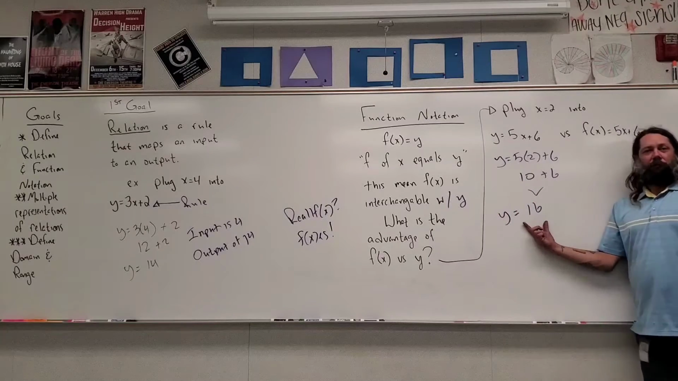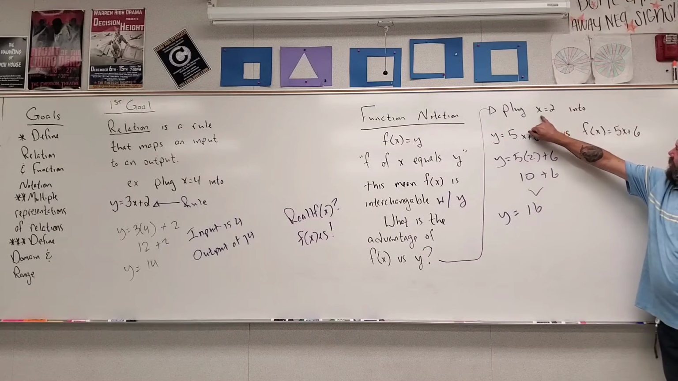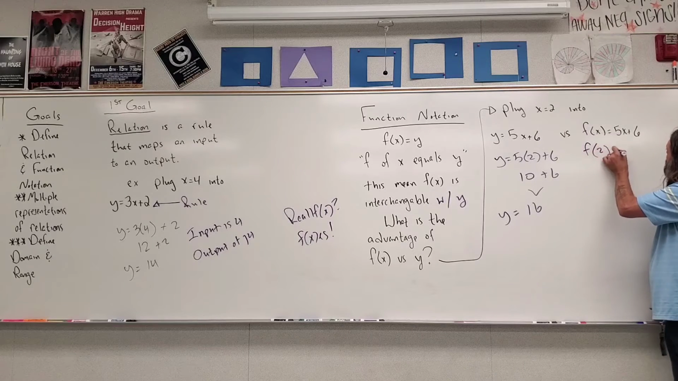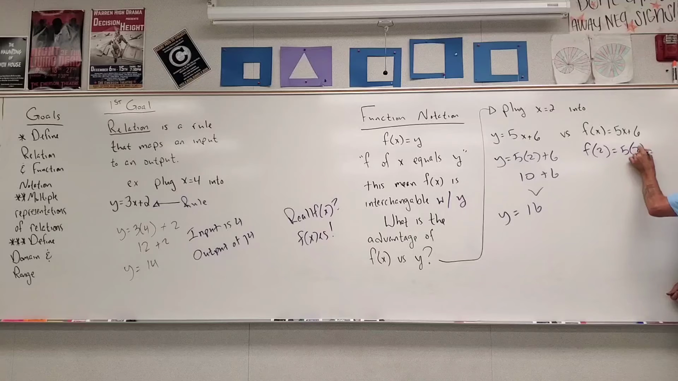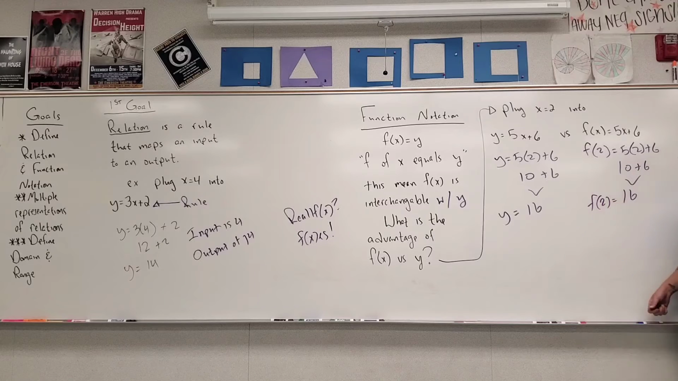That's my output. I'm going to compare it to this, the function notation. Everywhere I have an x, it's going to turn into a 2. So now I'm going to have f of 2 equals 5 times 2 plus a 6. 5 2's is a 10. 10 and 6 is going to get me to 16. And now I can say that f of 2 equals 16.